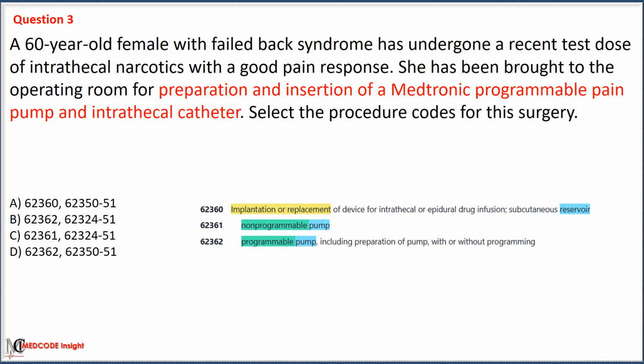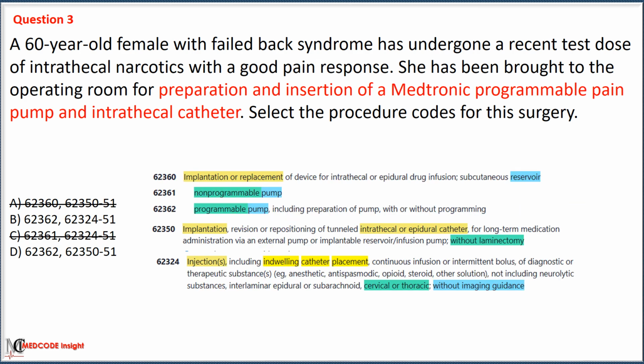In this scenario, the procedure involved the preparation and insertion of a programmable pump and intrathecal catheter. Since the procedure includes the insertion of a programmable pump, we can first eliminate option A with code 62360, which is used for the insertion of a reservoir under the skin, as well as option C with code 62361, used for the insertion of a non-programmable pump.